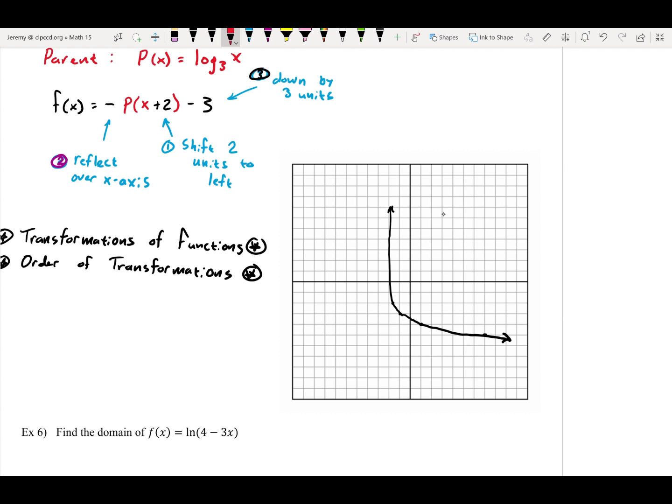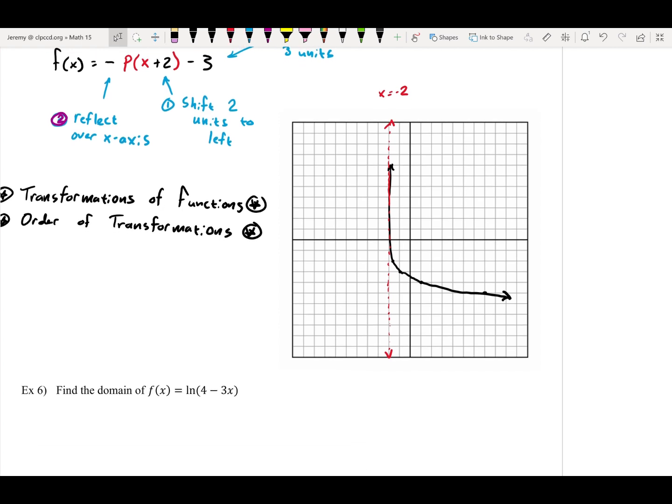I'll put a little dotted line here to indicate that I have a vertical asymptote at the line x equals -2, right, as a result of that shift 2 units to the left. And this is my graph. At least I hope it is. How might I check my answer?